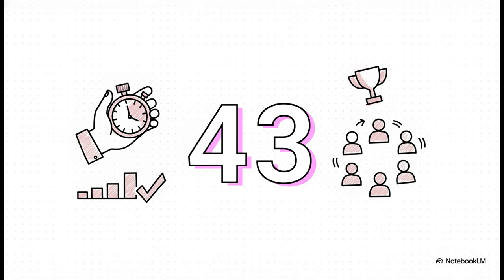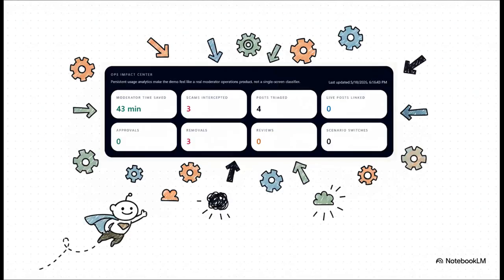That is 43 estimated minutes of actual real-world moderator time saved in this specific queue. To put that into perspective, time is literally the absolute most valuable resource a volunteer moderation team has. Showing judges a number like that, it is incredibly impactful. When you showcase the Ops Impact Center directly inside your interface, it just grounds the whole presentation. It proves beyond a shadow of a doubt that you aren't just showing off a flashy tech demo, but you've built something that solves actual, measurable problems for Reddit communities day in and day out.